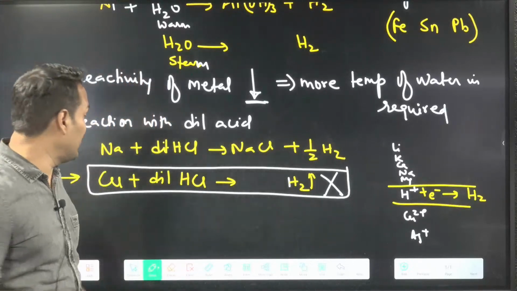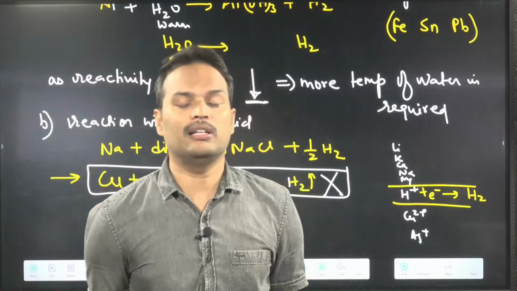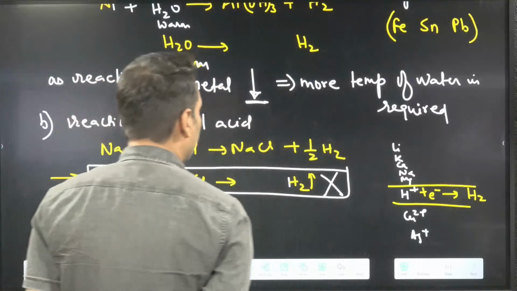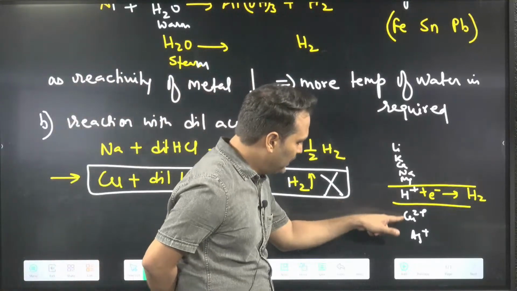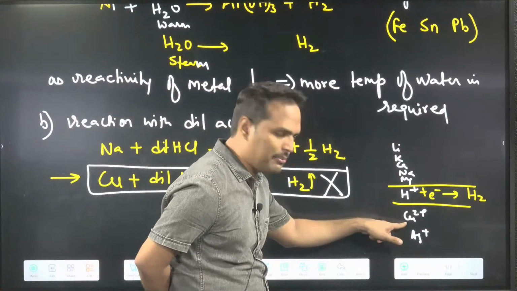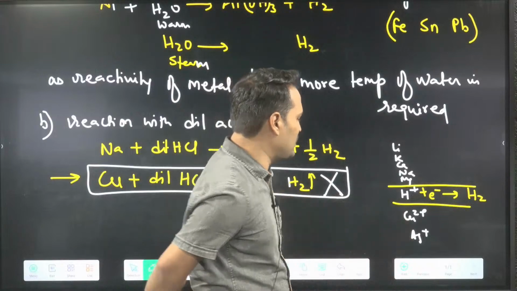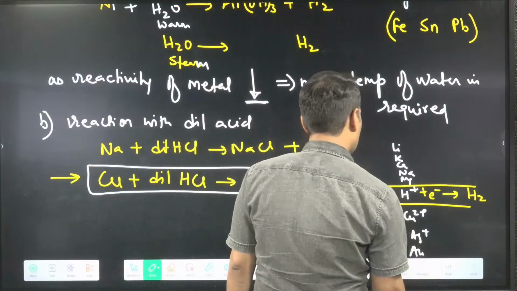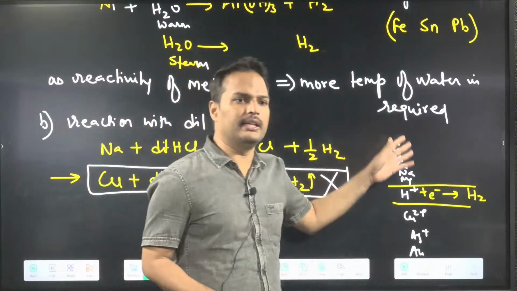Clear? Does not liberate. So they will ask you कि which of the following does not liberate hydrogen gas with dilute HCl, dilute H2SO4. Clear? So those who are below H plus, mainly they ask the question from copper only. ठीक है ना? So copper, Ag, Au, ठीक है ना? You can take Au part also. ठीक है ना? So this is there. And this, where you will learn this thing? In electrochemical series.